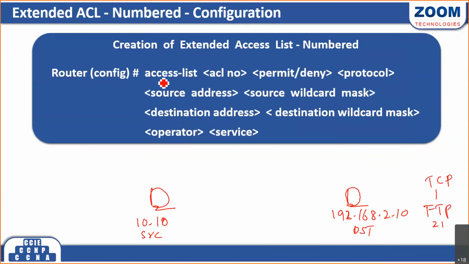Yeah. So now I can say access list, ACL number. Selected services you want to block means extended ACL. Extended ACL number range is 100 to 199. Example 123, deny, protocol TCP, source address 10.0.0.10, wildcard mask 0.0.0.0, destination address 192.168.2.10, wildcard mask 0.0.0.0, operator eq, service port number 21. Like this we can configure extended ACL.